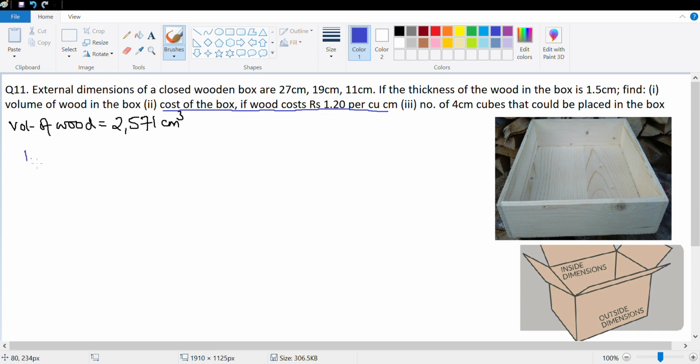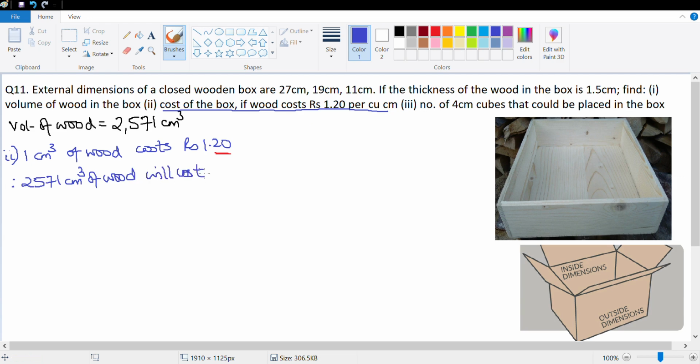So 1 centimeter cube of wood costs, this is our part 2 of the question, rupees 1.20. Again, reminder, money is written in 2 decimal places. Next, therefore, 2571 centimeter cube of wood will cost, again, unitary method, which is 2571 into 1.20. Let's do this multiplication once again.